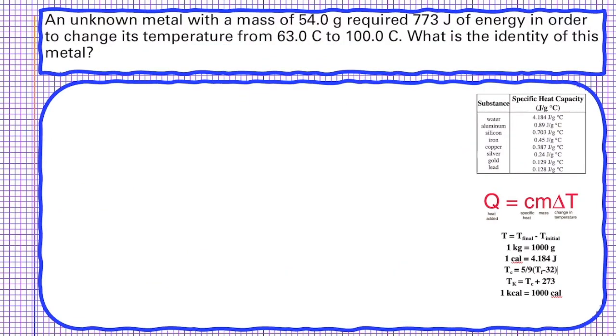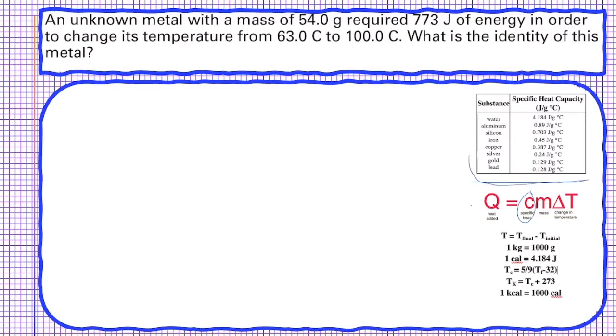All right, our next example says an unknown metal with a mass of 54.0 grams required 773 joules of energy in order to change its temperature from 63 degrees Celsius to 100 degrees Celsius. What is the identity of this metal? All right, so now we're calculating specific heat, because that is the only way that we can identify this metal given these specific heat values in this chart right here, okay?